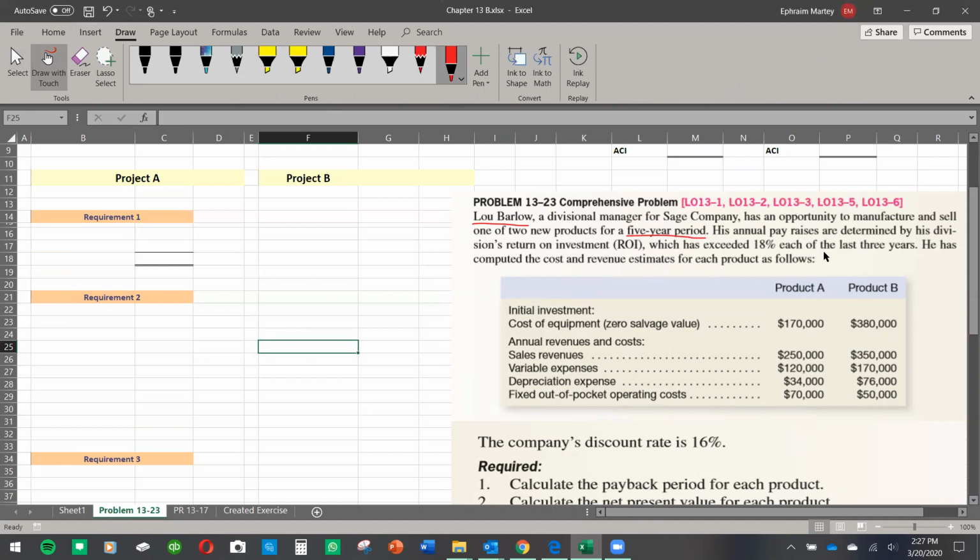His annual pay raises are determined by his divisional return on investment. This is what you should keep in mind. And it has exceeded 18%. Okay. So he has had a raise in pay according to his ROI. And the ROI at present is at 18%. So anything below 18% from an investment means his pay, or his bonuses, are going to decrease. Okay, so he has an opportunity to decide whether to invest in product A or product B.